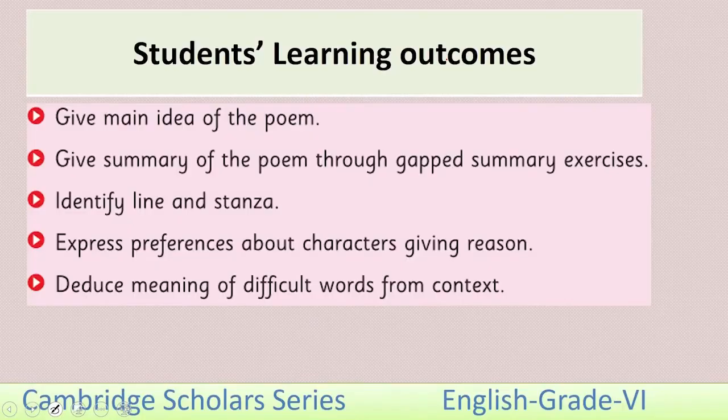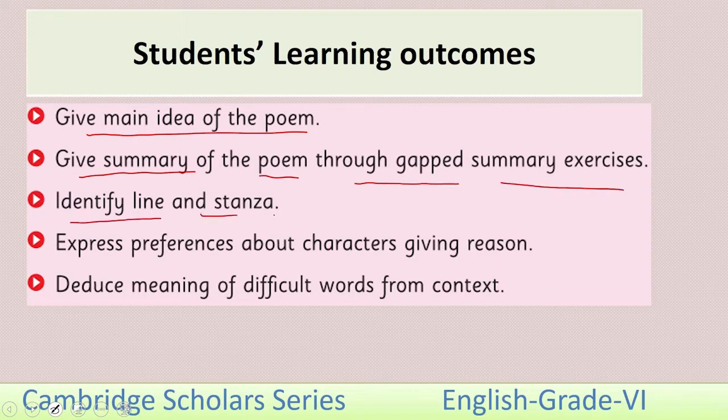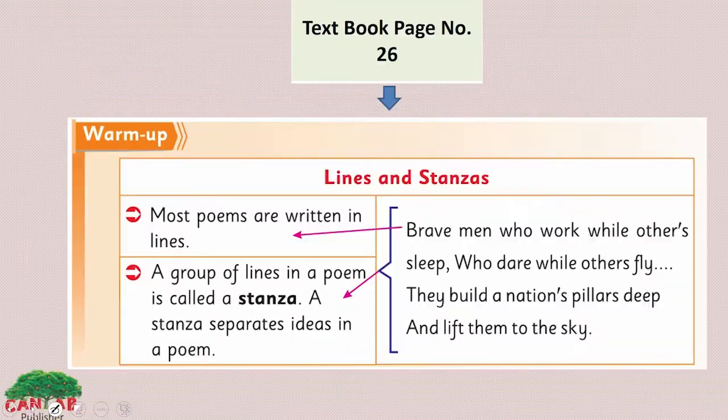Bismillah ar-Rahman ar-Rahim. SLOs of this lesson are: give main idea of the poem, give summary of the poem through CAPE summary exercises, identify line and stanza, express preferences about characters giving reason, deduce meaning of difficult words from context. First, look at the page number 26.